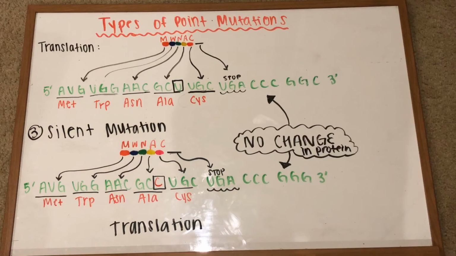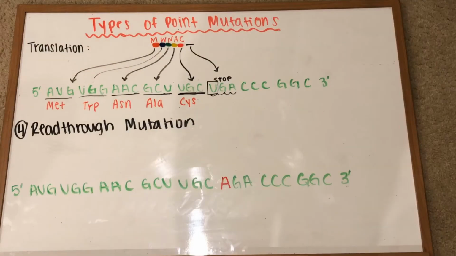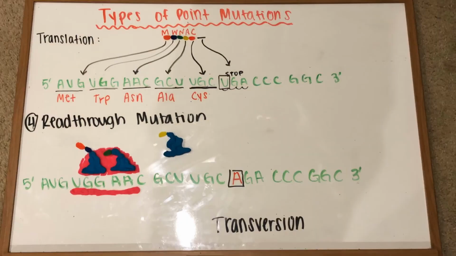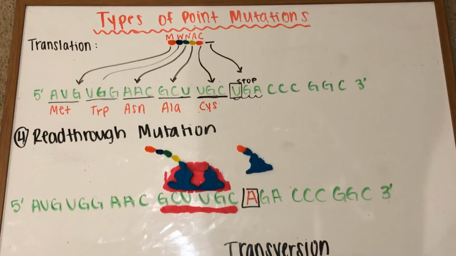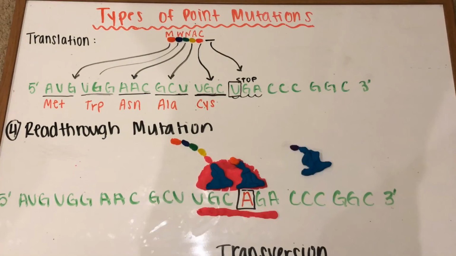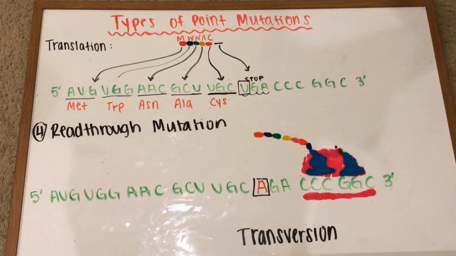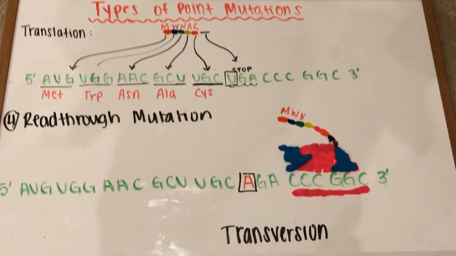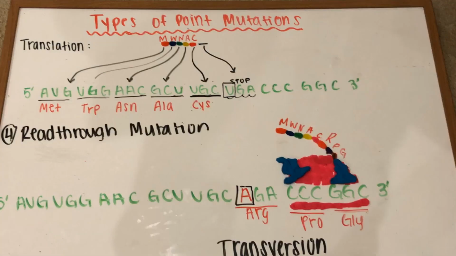The final type of point mutation is a read-through mutation. This affects the stop codon, specifically causing it to be read as a normal codon and allowing translation to occur past where it's intended to stop. When compared to our normal sequence, we see that the base U in our original stop codon has mutated to a base A. In other words, a transversion has occurred. Due to this, the original stop codon instead codes for arginine, and the ribosome continues to read our mRNA sequence.